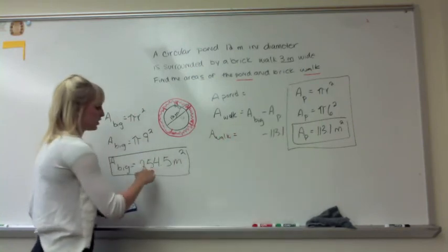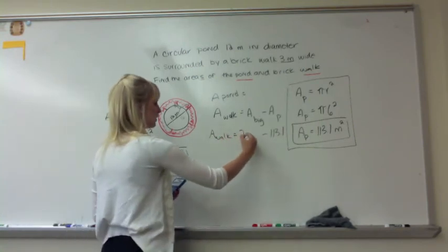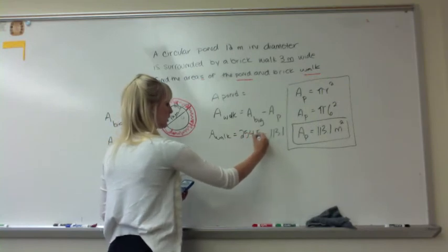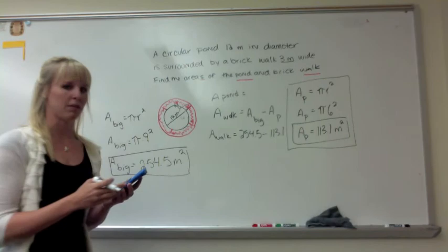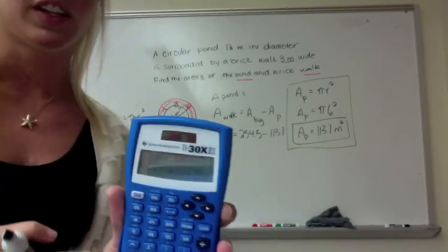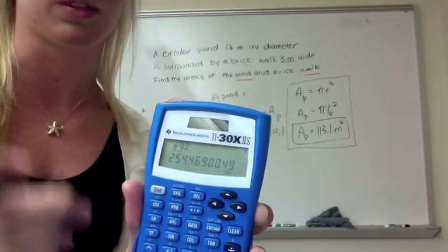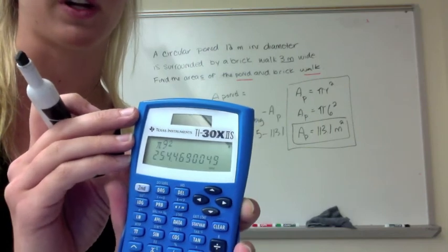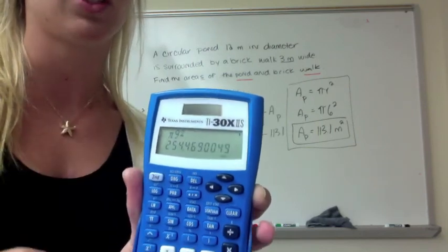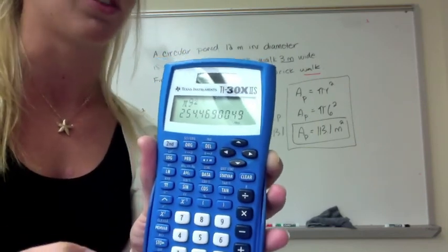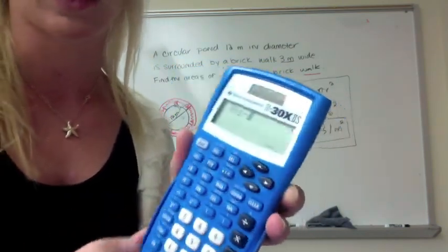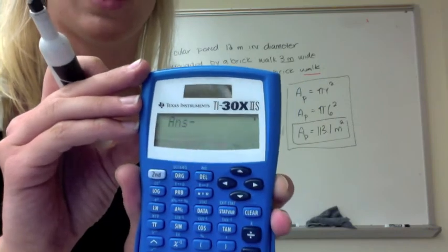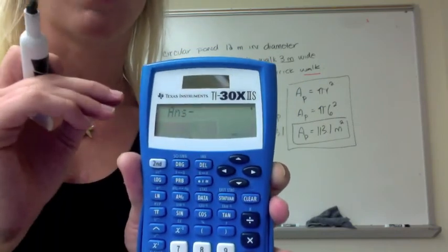So the area of the big circle is 254 5/10. And now we need to subtract 113 1/10 from that. Okay, one thing that's interesting about your calculator is here's what I was given. This is what I found for pi r squared, the last problem. If I want to, I can just subtract that 113 and 1/10 directly from it. So if I just press the subtracting sign, notice it says answer. That means that's the answer from the previous problem that you worked.